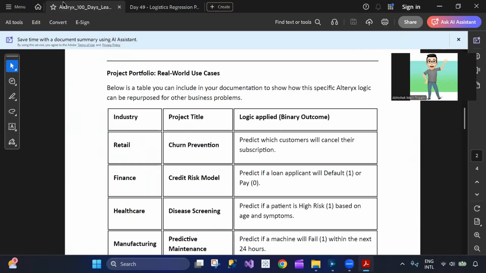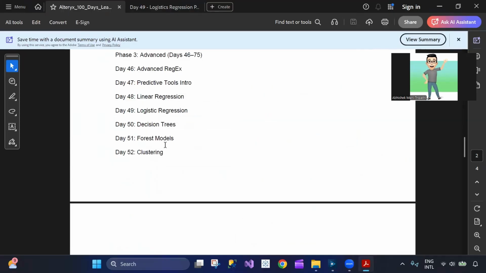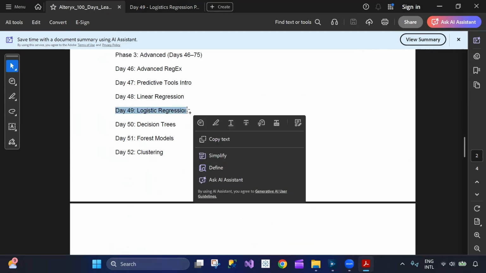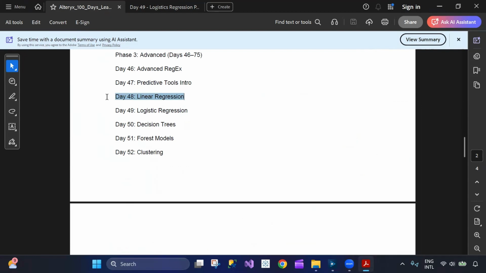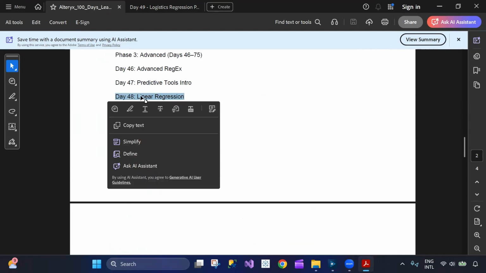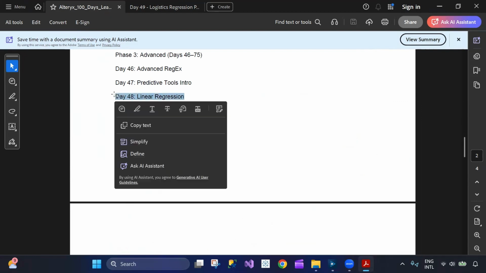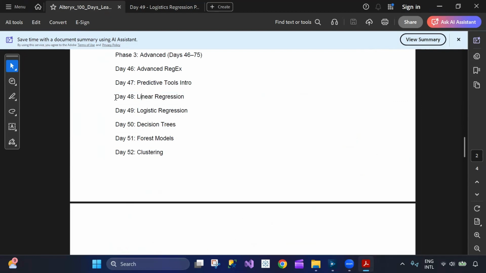Hello everyone. So this is day 49 and we are going to discuss logistic regression. In the last session we saw what linear regression is and how to implement it, and also how to calculate the equation y equals mx plus c. So that was a manual approach.